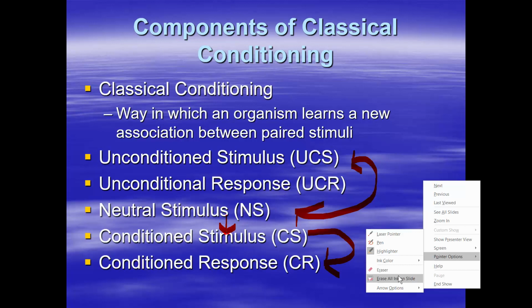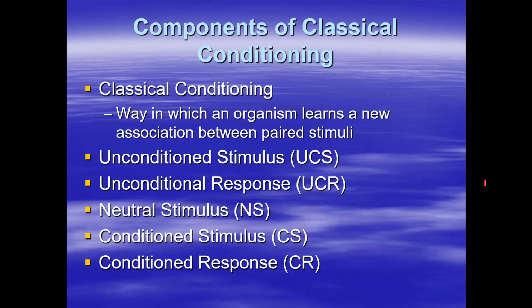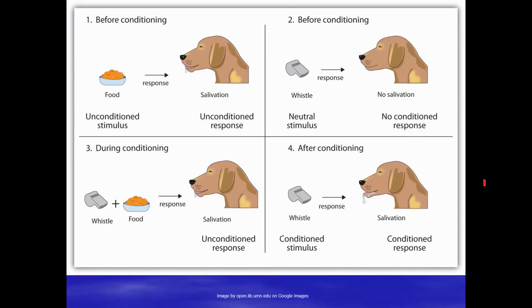So let's give you another example here. We're going to take a look at this diagram here. So if you look up here at the top, number one, before conditioning, our food is an unconditioned stimulus which produces the response of salivation, as we've already discussed. So the UCS is leading to the UCR.